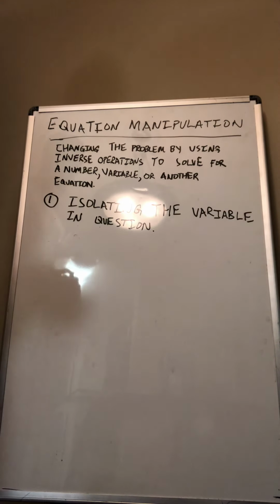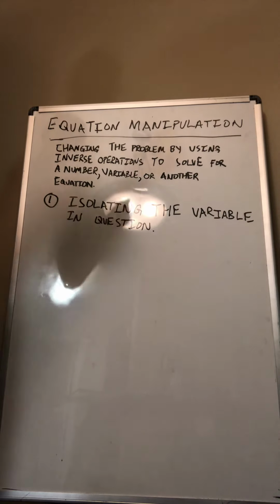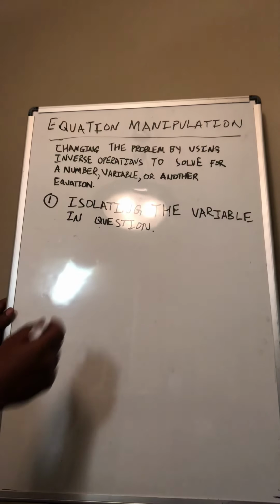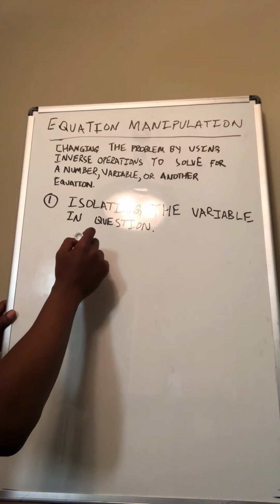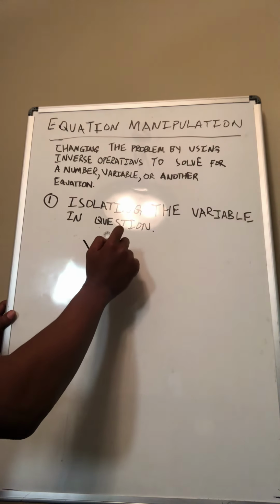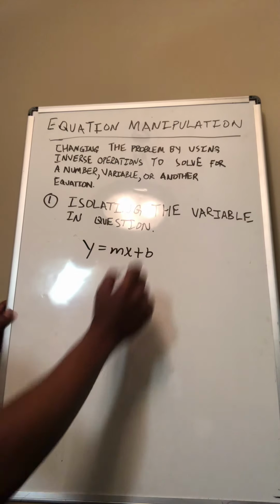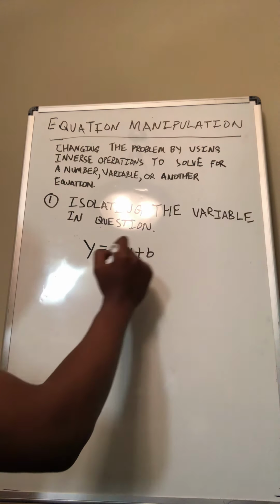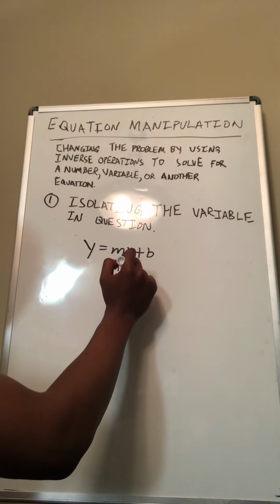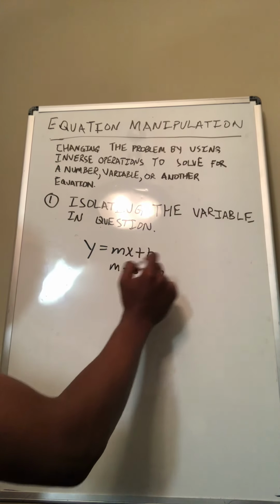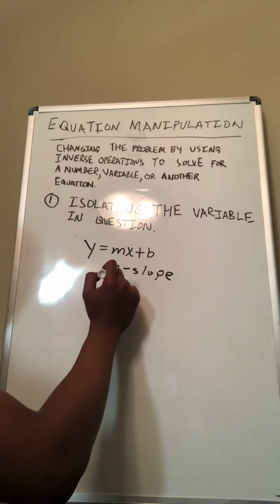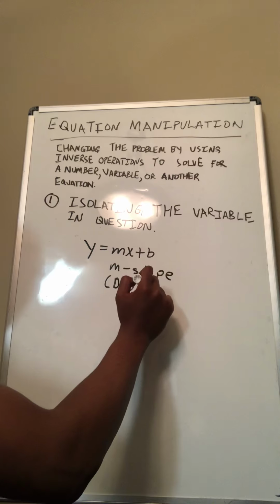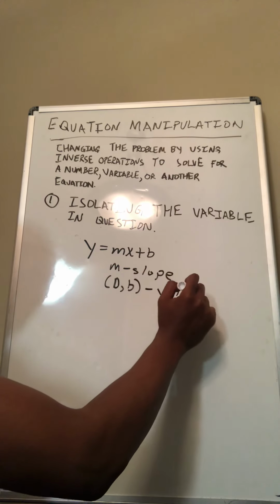So for example, let's say you're doing a graphing problem and you need to solve for your y equals mx plus b form. This is how you want your problem to look, where m is your slope and the point (0, b) is your y-intercept.